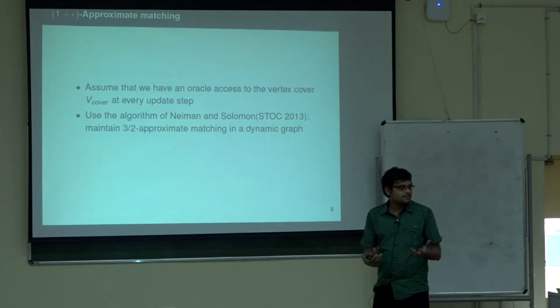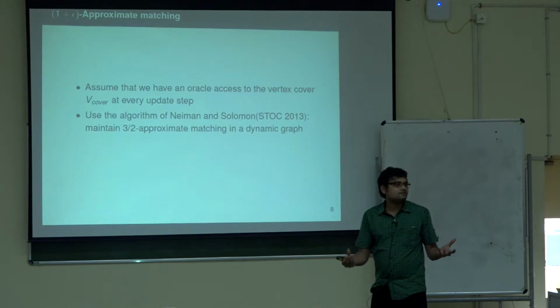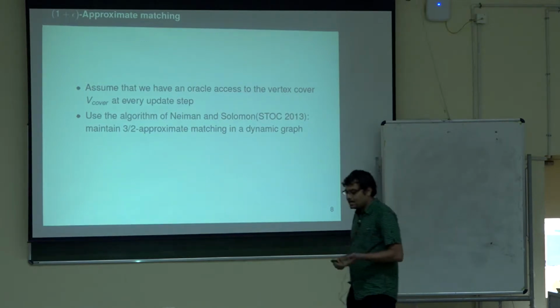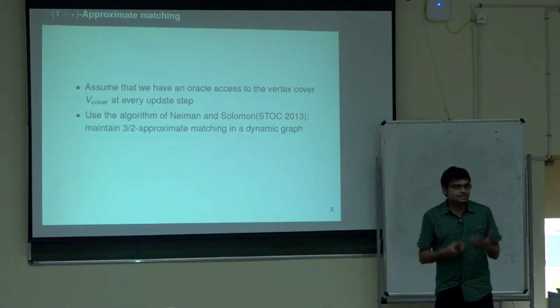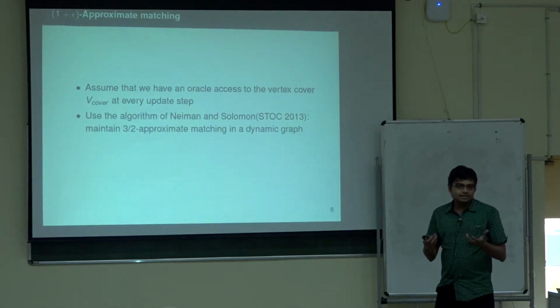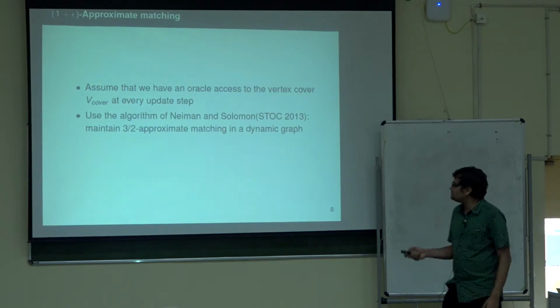So you take all the matched edges and both the vertices which form a matching; that is the vertex cover. If you start with a maximal matching, which means a matching which is not contained in any other matching, it is a 2-approximation, and that will give you a vertex cover.